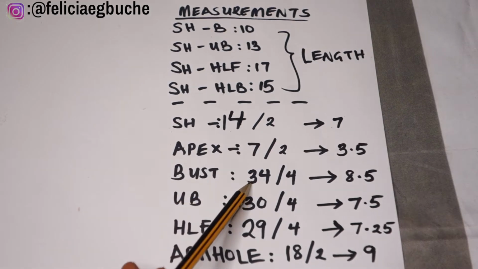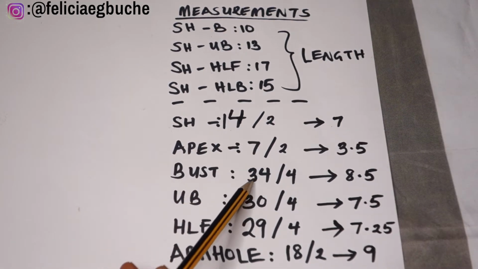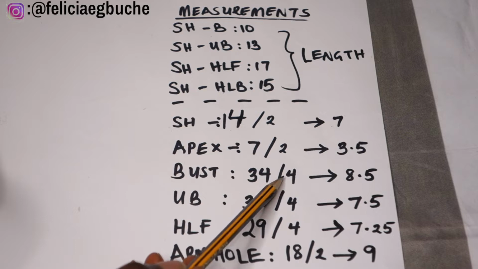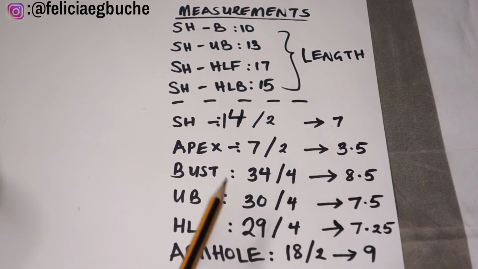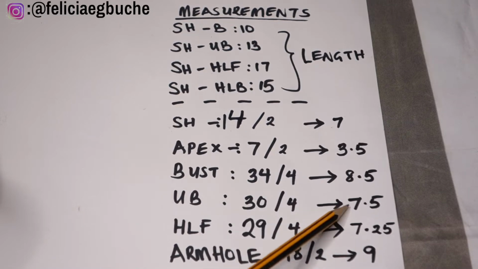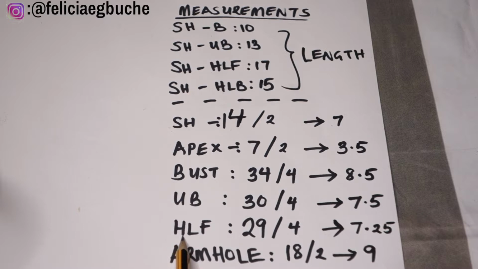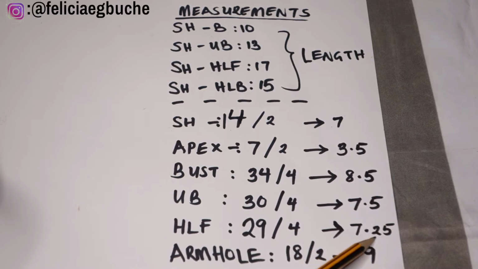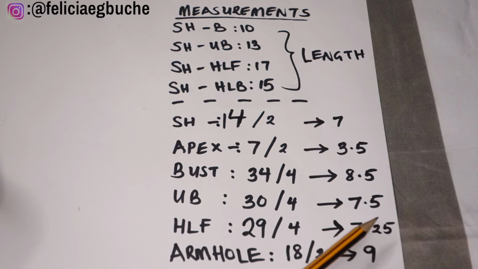The bust measurement is 34 inches, and because it's a full body measurement round my body and my pattern is 1/4 of my full body, I'm going to be dividing that by 4, which I have 8.5, and I'm going to do the same thing for my under bust, which is 30 divided by 4, which I have is 7.5. My half length front with my natural waist is 29 inches, and dividing that by 4 as well, I have 7.25. I'm going to be showing you what that is on the tape. Okay, and then the last measurement I'll be needing is the armhole measurement, and the armhole is 18 inches, and I'm dividing that by 2, and I'm going to be having 9 inches.